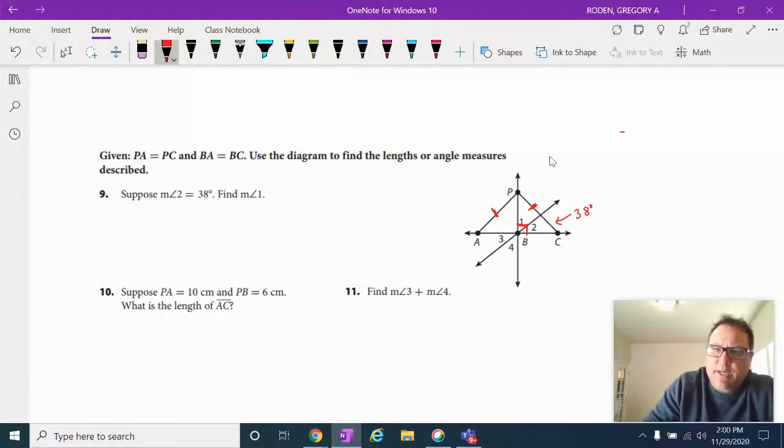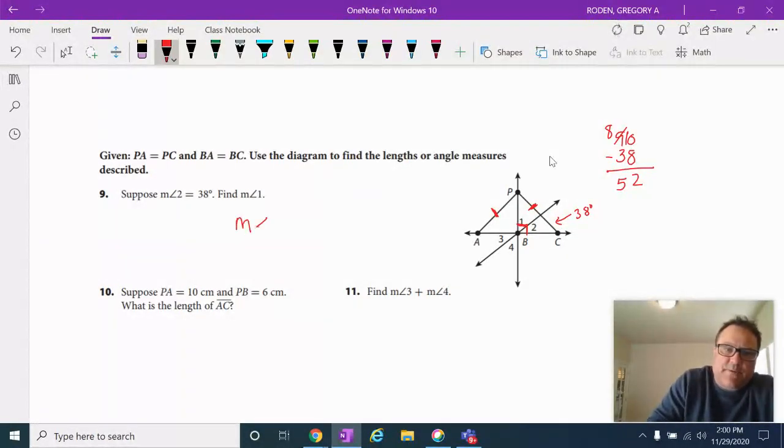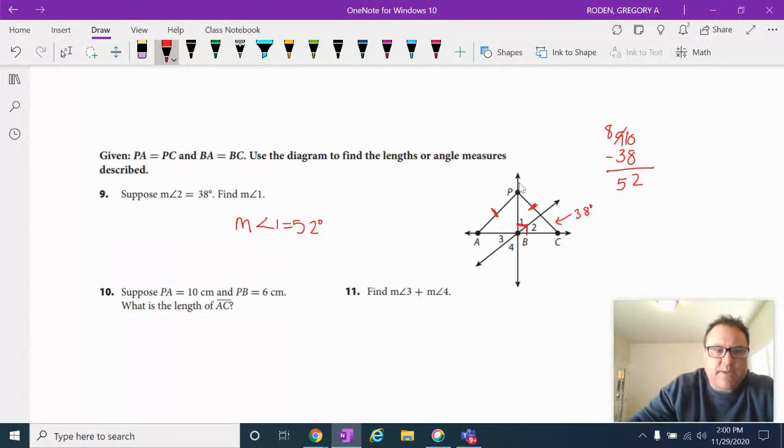So we can just say 90 minus 38. We can do the math here. That becomes an 8. That becomes a 10. 10 minus 8 is 2. 8 minus 3 is 5. So we can say the measure of angle 1 equals 52 degrees. All right, let's take a look at the next one.